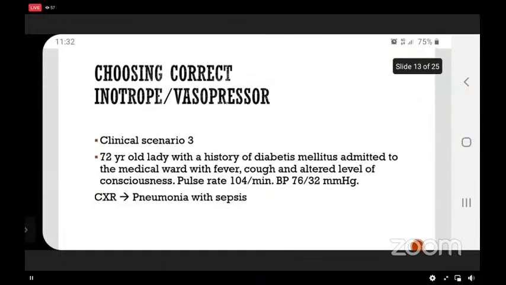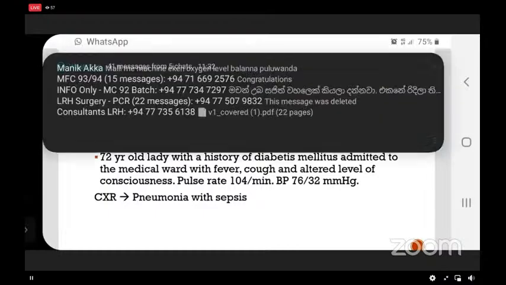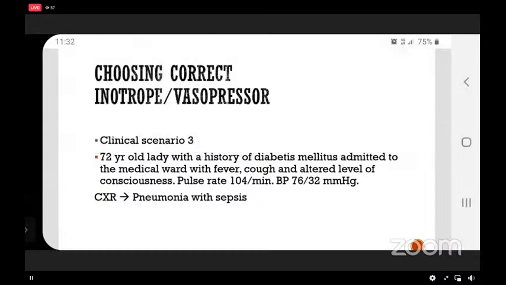We'll go to the next clinical scenario now, where there's a 72-year-old lady with a history of diabetes mellitus admitted to the medical ward with fever, cough, and altered level of consciousness. Her pulse rate was 104 and blood pressure was 76 over 32. Again, here you can appreciate that the pulse pressure, or the difference of systolic and diastolic blood pressures, is high because of systemic vasodilatation.